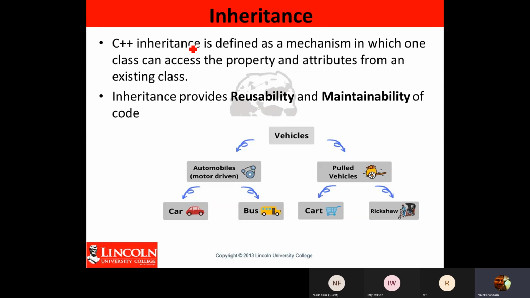Another definition: inheritance is a mechanism by which one class can access the properties and attributes of an existing class. So normally we call this reusability and maintainability. Say this is one class, class 1, and we can derive another class, class 2. The first class we call the base class, and from class 1 to class 2, this one we call the derived class.